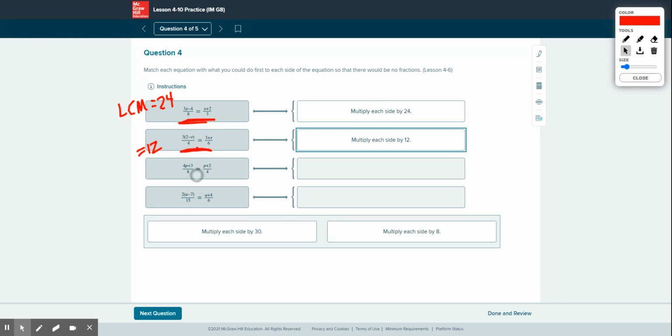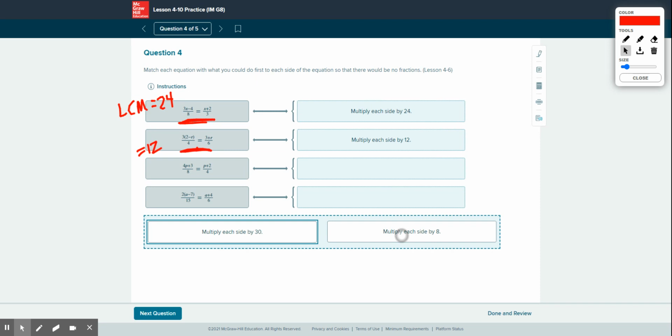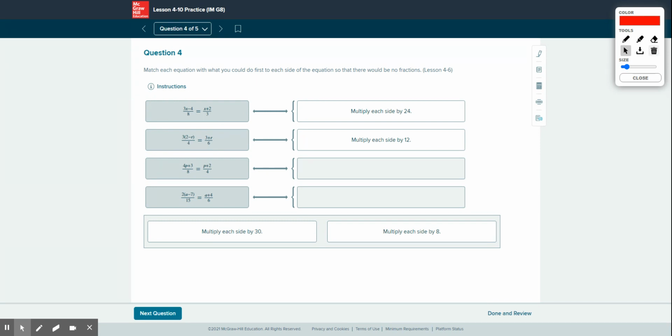Looking right here at option number 3, or this third equation, 4p plus 3 divided by 8 is equal to p plus 2 divided by 4. 8 and 4 are not factors of 30, so that one can't work, but they are factors of 8. And then 15 and 6 are factors of 30. So hopefully that's enough information for you to finish that one out.